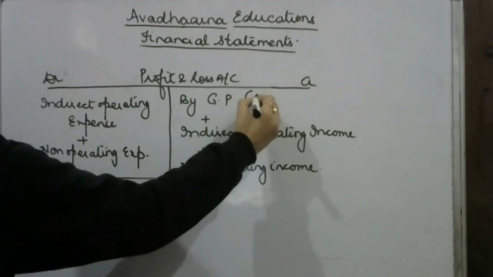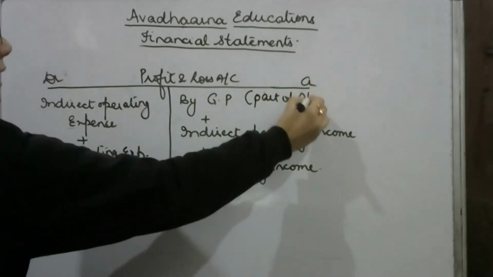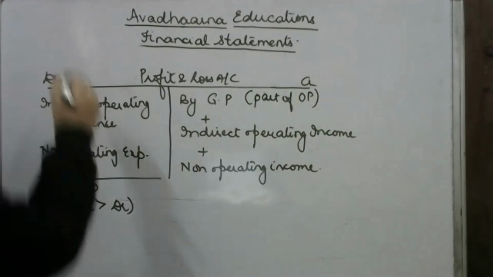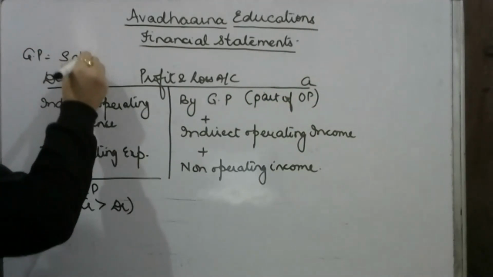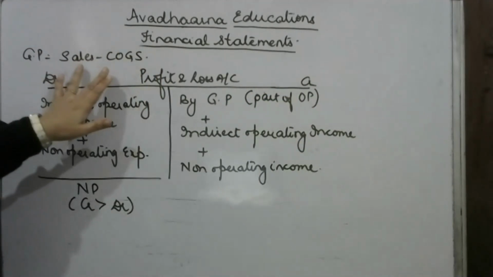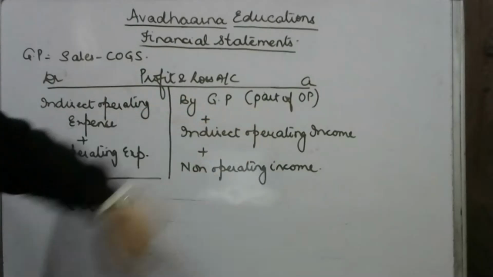ग्रॉस प्रॉफिट इज अ पार्ट ऑफ ऑपरेटिंग प्रॉफिट. रीजन क्या है कि ग्रॉस प्रॉफिट हमारा निकलता है सेल्स. ग्रॉस प्रॉफिट इज योर नेट सेल्स माइनस कॉस्ट ऑफ गुड्स सोल्ड, है ना. तो ये तो दोनों ही आइटम ऑपरेटिंग होती हैं. तो इसका जो नेट रिजल्ट है ग्रॉस प्रॉफिट है. ग्रॉस प्रॉफिट इज अ पार्ट ऑफ ऑपरेटिंग प्रॉफिट.